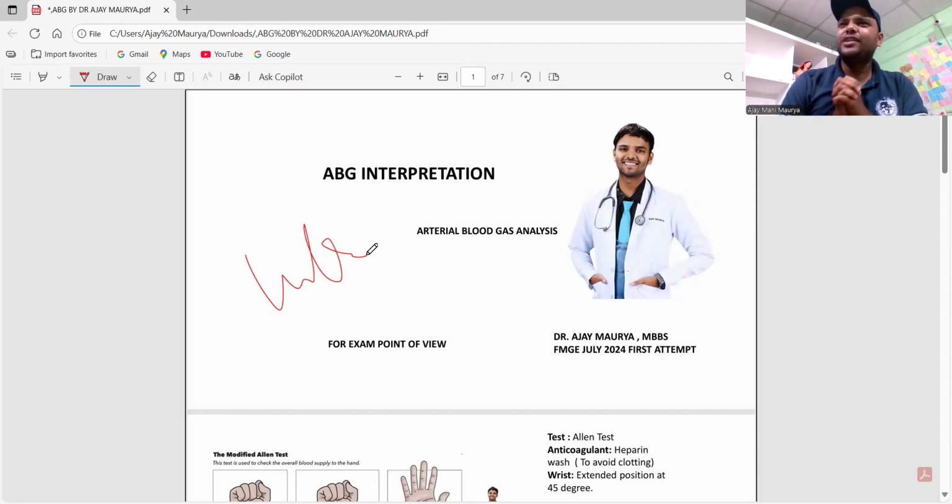So guys, why are we going to do the ABG analysis? To know how much bicarbonate, how much CO2, and how much oxygen saturation is in our blood, in the arterial blood. So we have to monitor the acid-base balance in the patients.